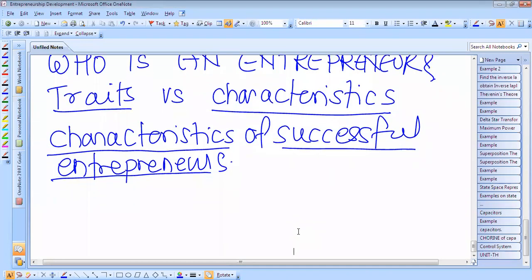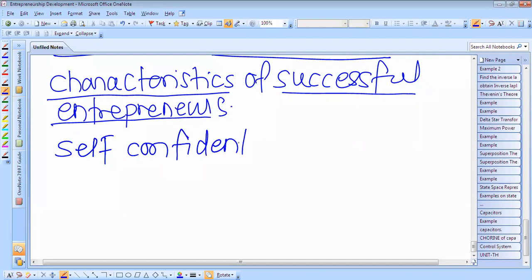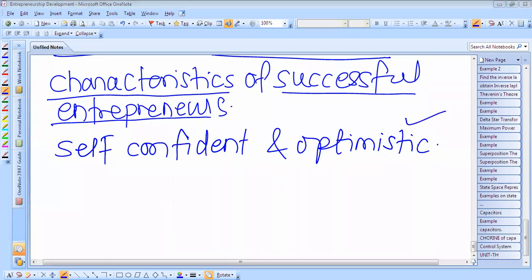The first characteristic is self-confidence and optimism. The entrepreneur always has the confidence that he can do whatever he has thought. So that is one of the characteristics of successful entrepreneurs. He is also optimistic. He is not pessimistic. He is confident that whatever he thought, he will achieve. He can make the product, sell it in the market, and earn the profit. That is the first characteristic of successful entrepreneurs.